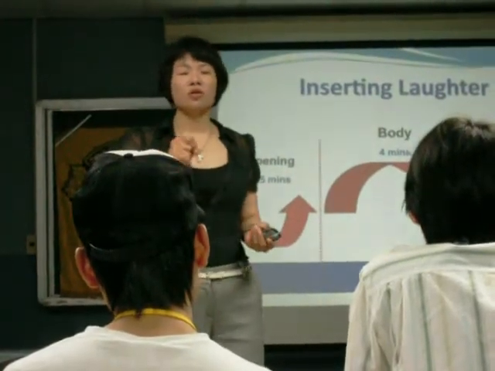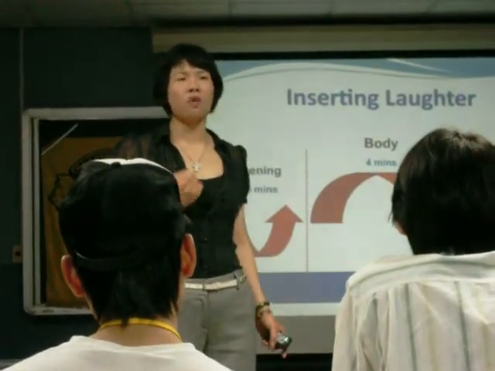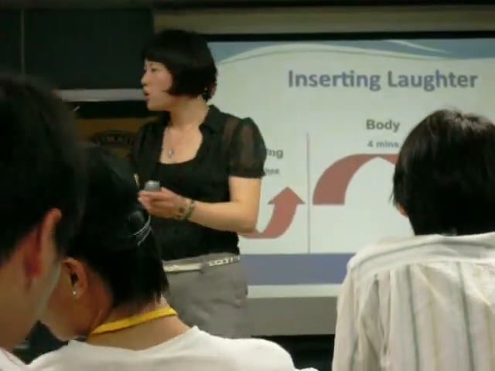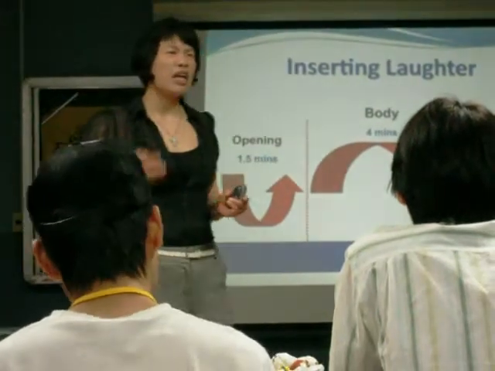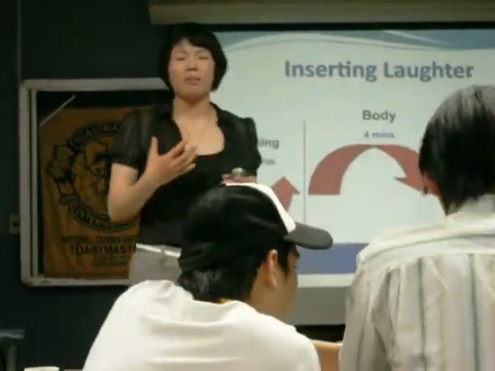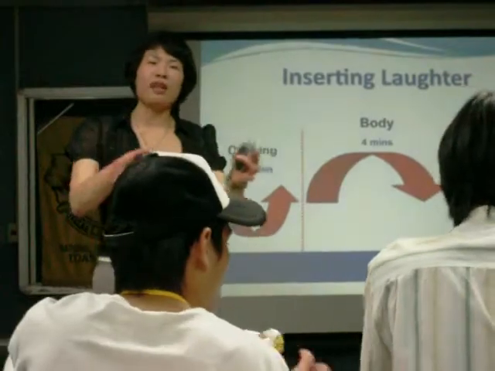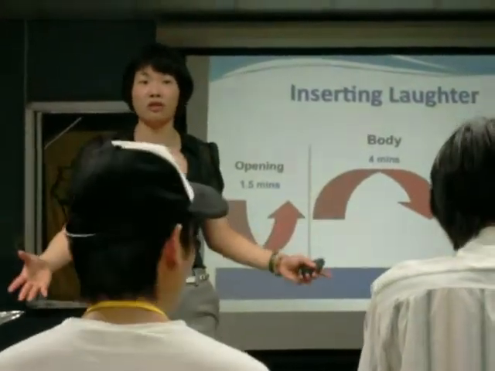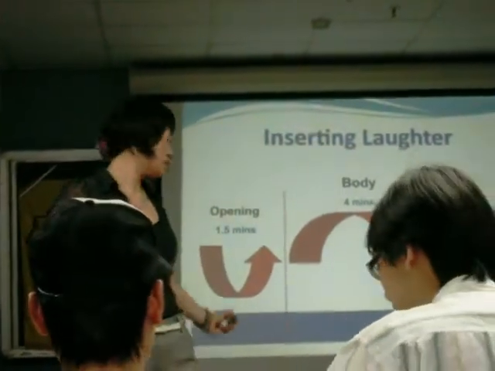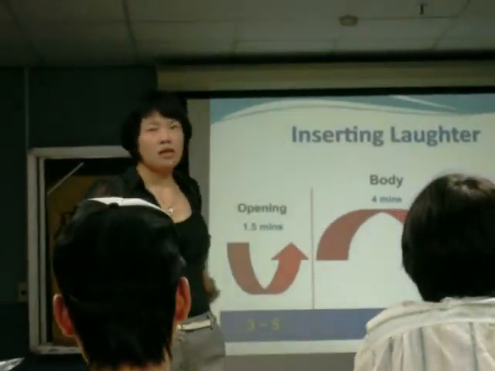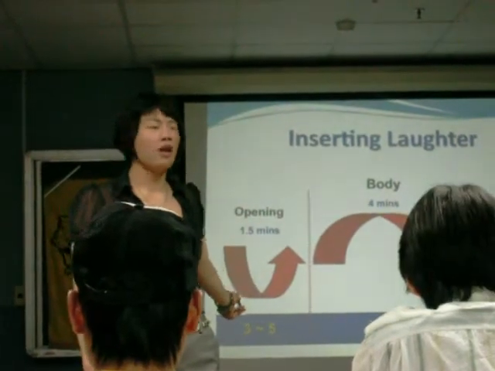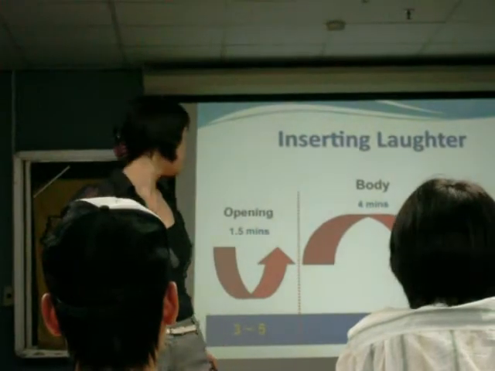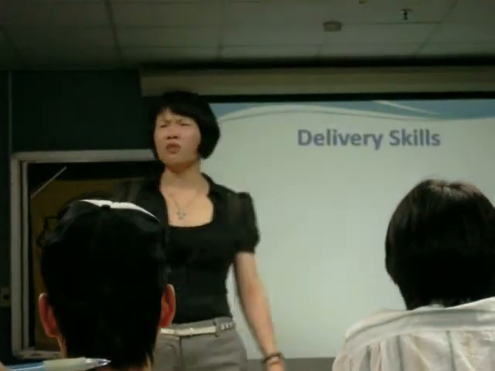You got to make your jokes relevant to your content. That is the most important thing in your speech. Don't force it, like I want to make the audience laugh at this point, so I insert the joke here, but it's not relevant to your content. So be aware of it. That's the 3 to 5 and 8 to 12, according to the 301 strategy. And that's delivery skills.